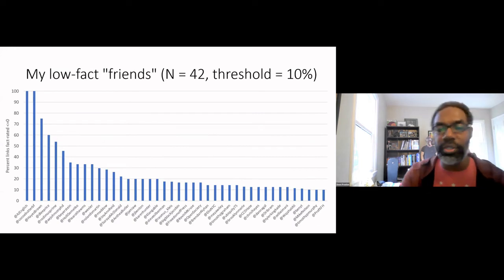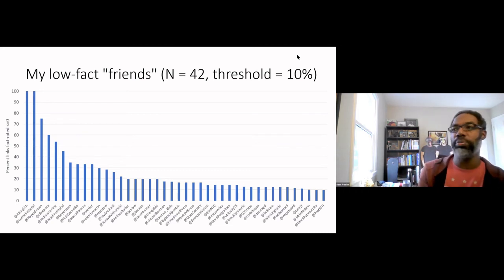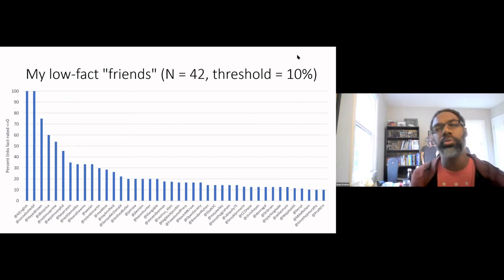And so this one is a look at my low fact friends. These are people who had at least 10% of the links that they posted rated 0 or less, and individuals who posted at least 5 links. So to get on this list, they had to post at least 5 links and at least 10% of those links had to be below zero, however many they posted.